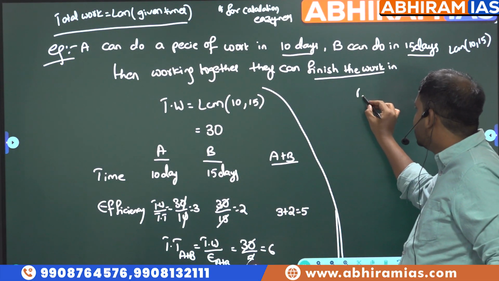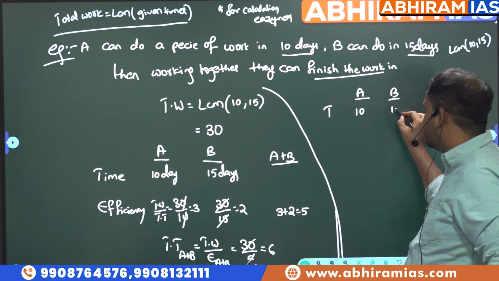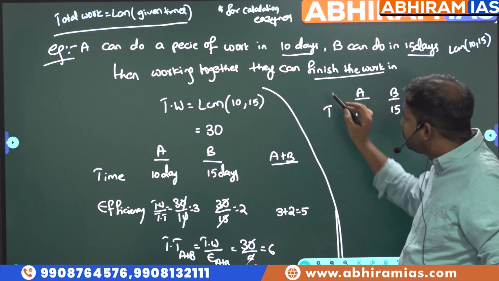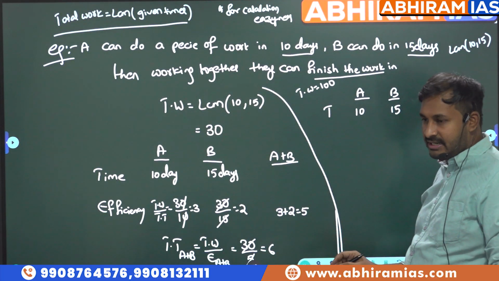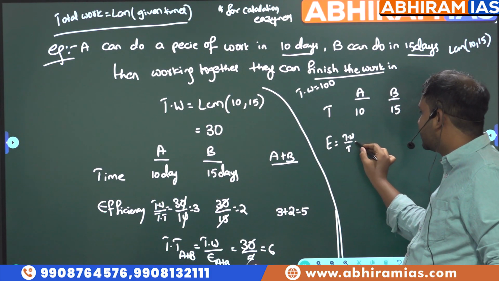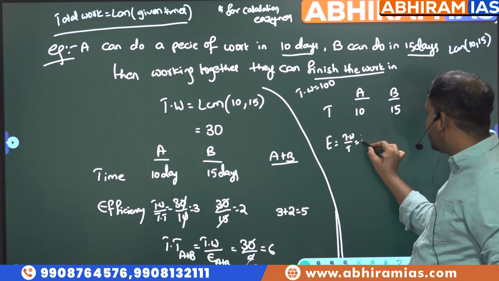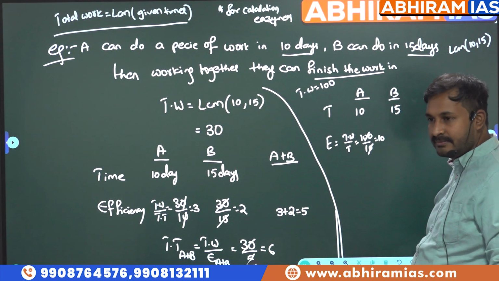For timing, see here, A can do it in how many days? 10 days. B can do it in 15 days. I will assume my total work as 100. Now what is the efficiency of A? Total work by time taken. Total work is 100 and the time taken by A is 10 here. So efficiency of A becomes 10.